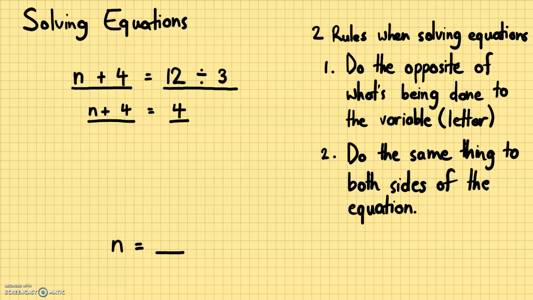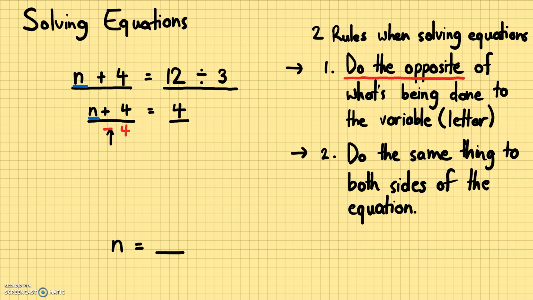Okay, so now we have n plus 4 equals 4, and let's use our two rules here. The first rule is do the opposite of what's being done to the variable. What is being done to the variable? This is the variable, by the way. This is the letter. We're adding 4 to the variable, so we have to do the opposite. What is the opposite of plus 4? The opposite of plus 4 is minus 4. So we're doing minus 4.